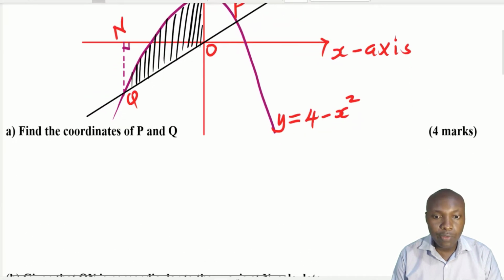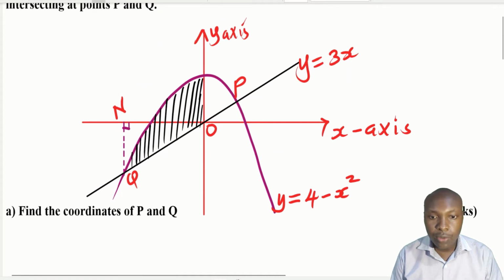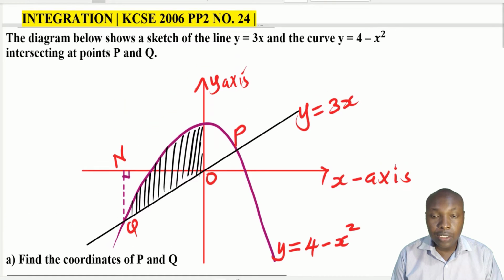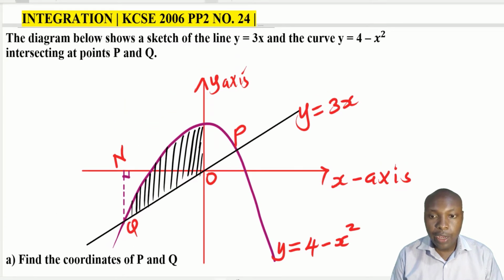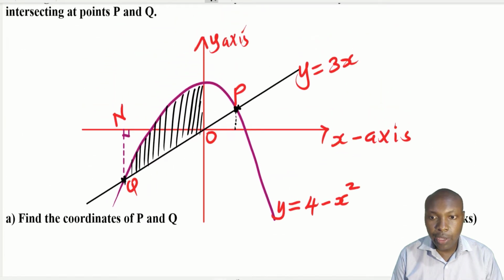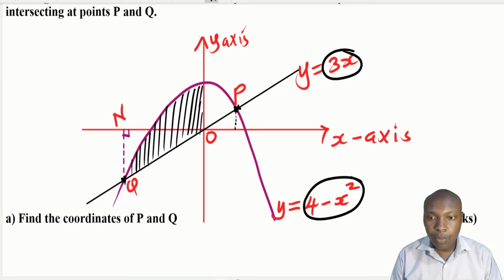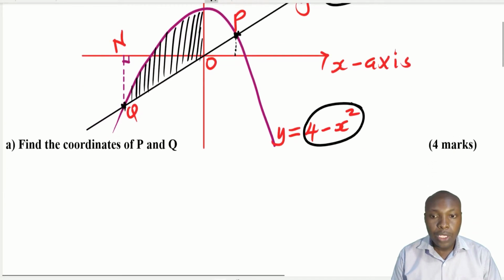So let's go to the first part of the question, where you're supposed to find the coordinates of P and Q. You can see the points P and Q. Those are the intersecting points of the curve and the line given. To get these, we need to equate the functions y = 3x and y = 4 - x². So we shall take 3x and 4 - x², and equate the two.